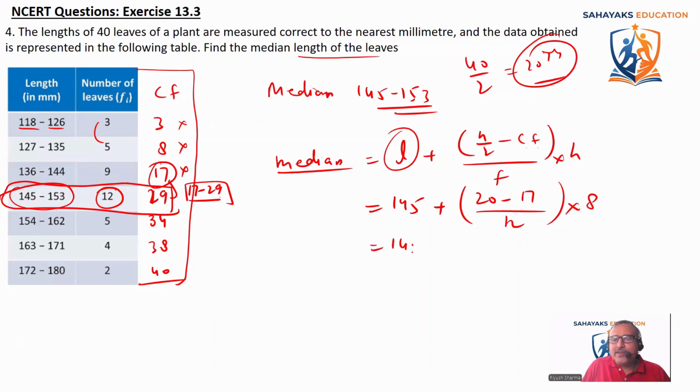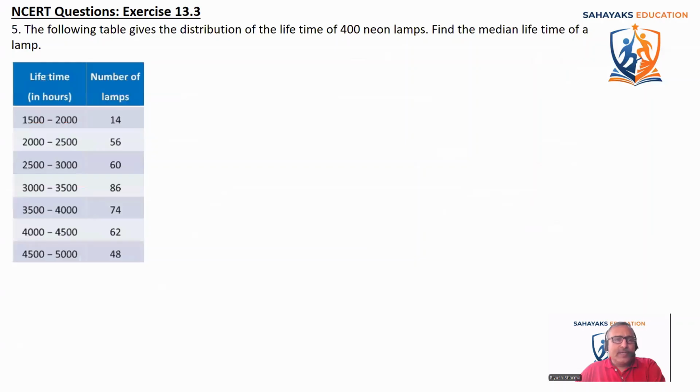So it becomes 145 plus 3 by 12 into 8. So 3 4s are 12, 4 2s are 8. It becomes 145 plus 2, which is equal to 147. So 147 is the median size of the leaves. Very simple question and can be done within 2 to 3 minutes. Okay, let's move to the next question. And I believe this will also be simpler.